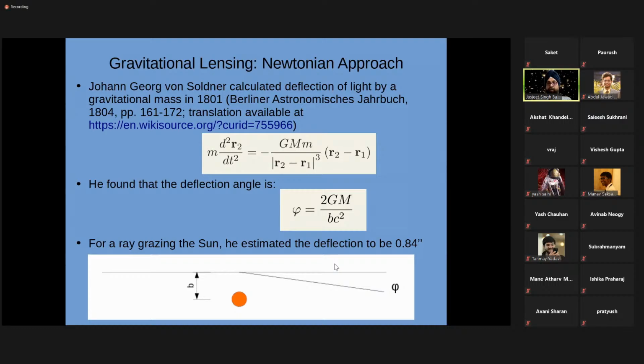Of course, he realized that you cannot see things close to the Sun, but he published his result and let it be. There was not much of a follow-up because soon after this, the corpuscular theory of light went out of fashion and people drifted towards wave optics. It was not known how waves would respond to gravitational force.